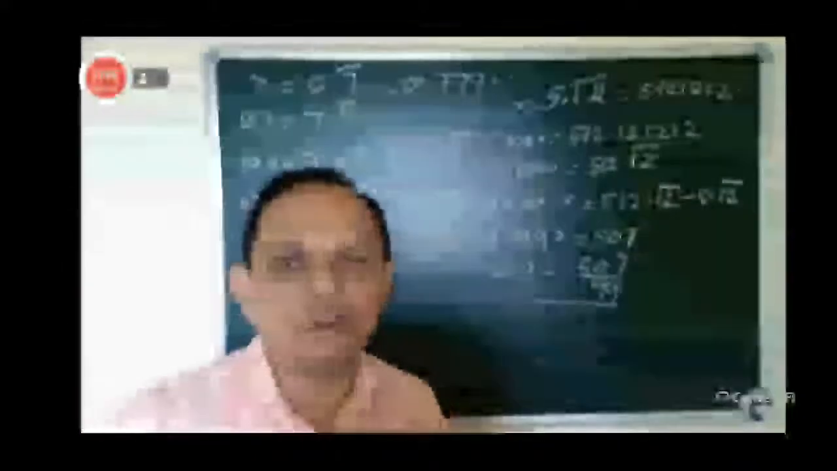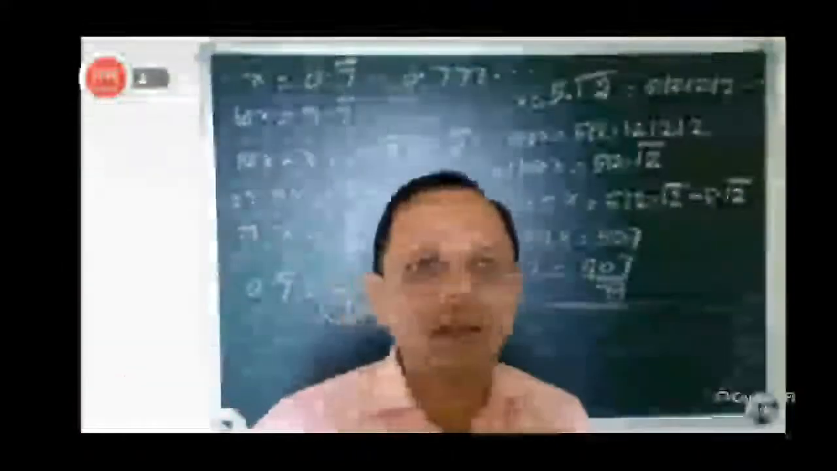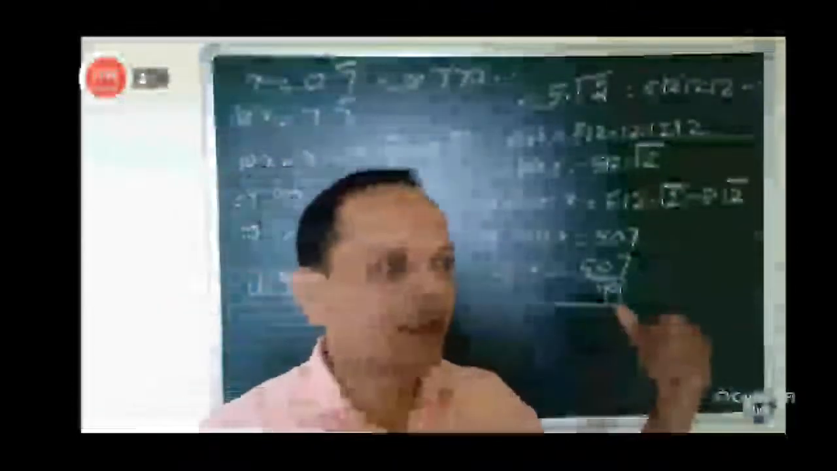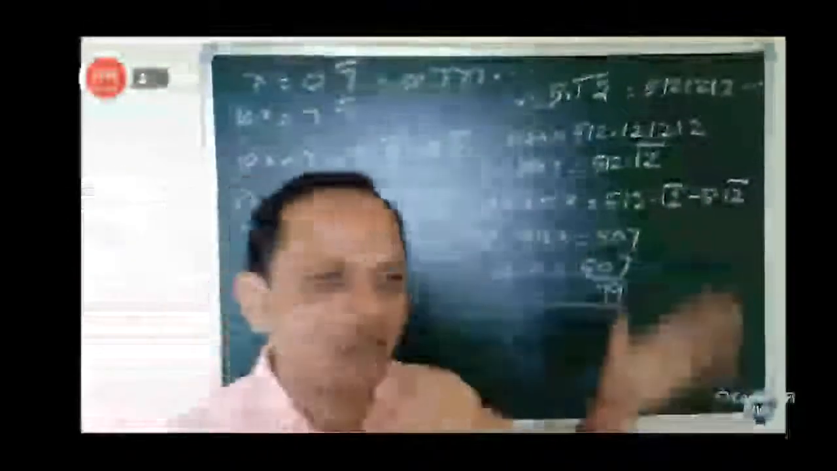So we can convert all repeating non-terminating decimal numbers into their rational forms. In this process, we can find the rational forms. They all are rational numbers.